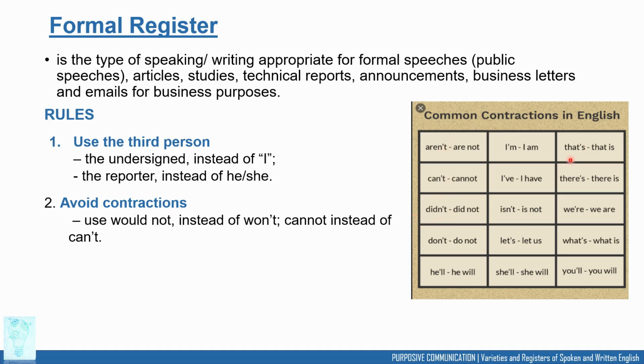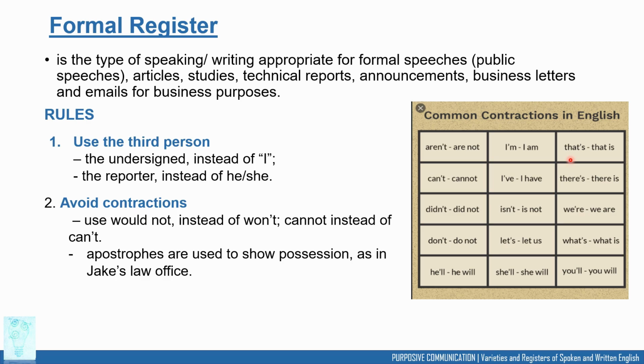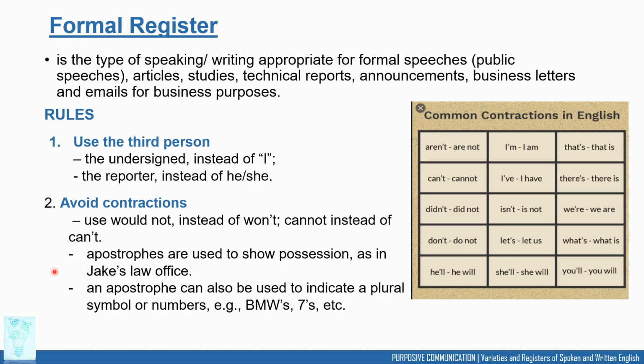But note that apostrophes are also used to show possession, like in Jake's law office. That's not a contraction. An apostrophe can also be used to indicate a plural of symbols or numbers, for example BMWs, sevens, etc. So know what contractions are and avoid using them.